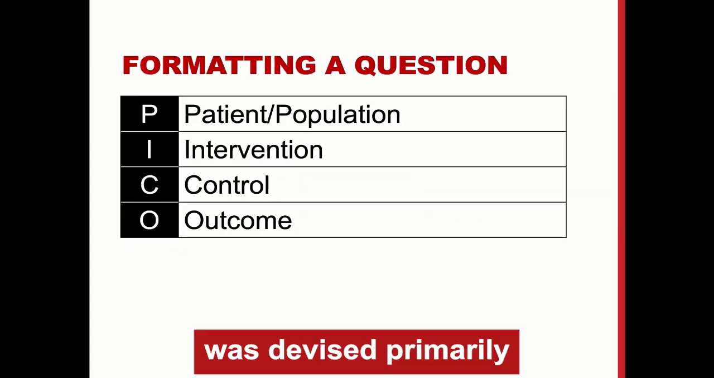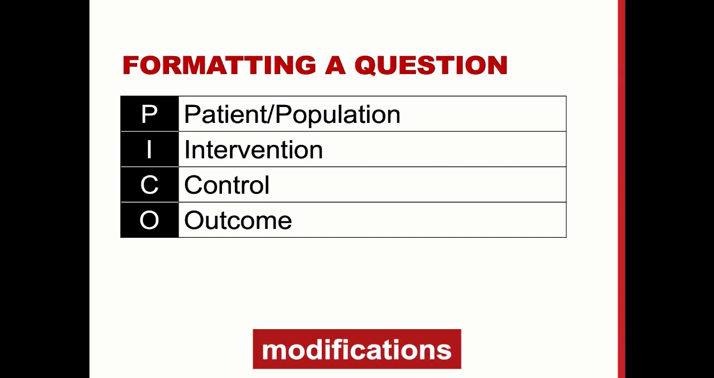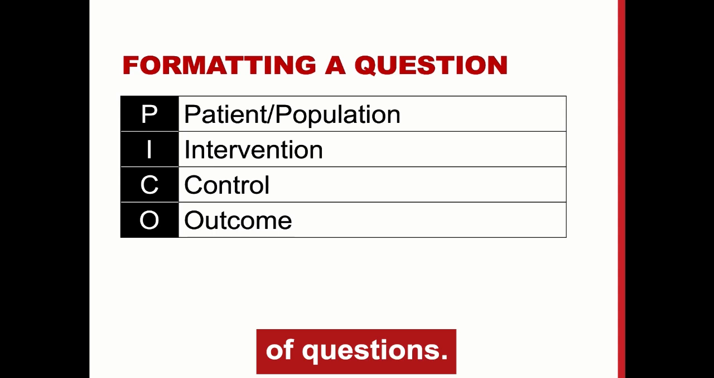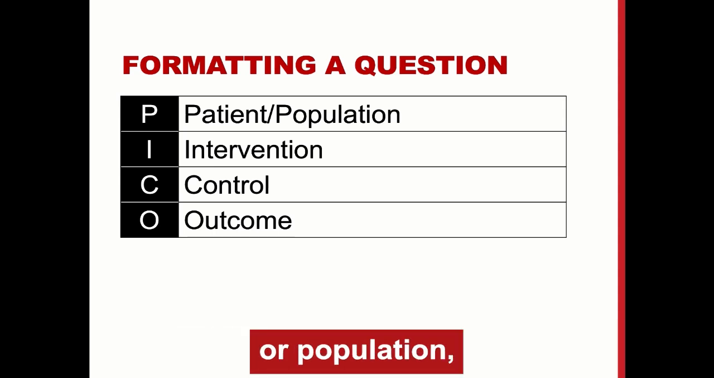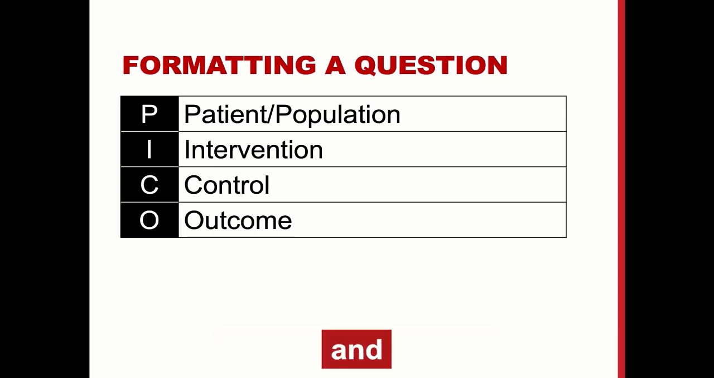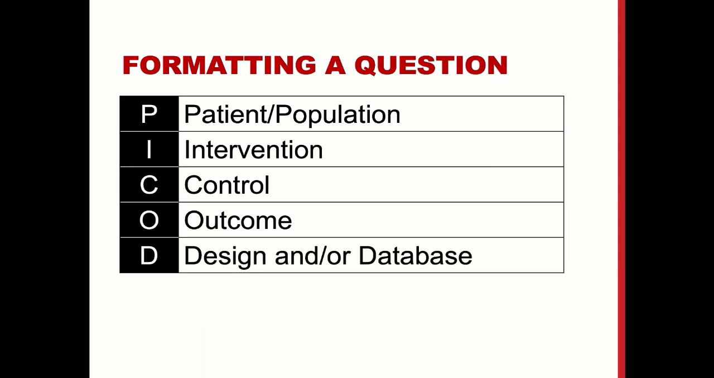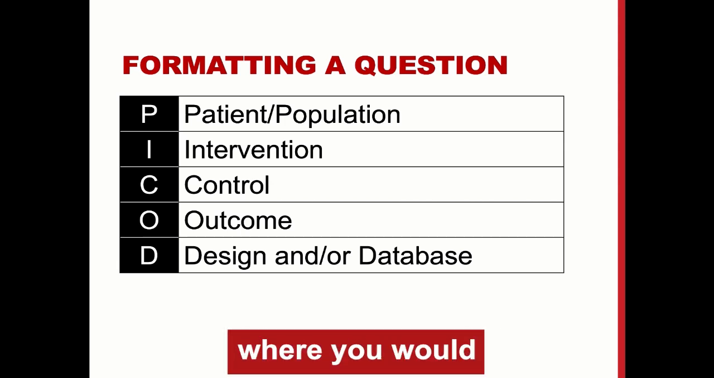The PICO format was devised primarily for treatment questions and requires modifications for other types of questions. For a treatment question, P is for the patients or population, I is for the intervention, C is for the control, and O is for the outcome. You can also add a D for design of the study and of the database where you would most likely find the evidence.